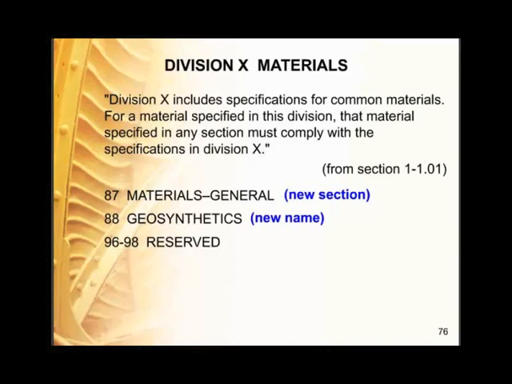We also have a new section, 87, materials general. And we added this to include some general material requirements that you see in Section 8. Section 88 is geosynthetics. It's a new name. It used to be filter fabric. And then 96 through 98 are reserved.